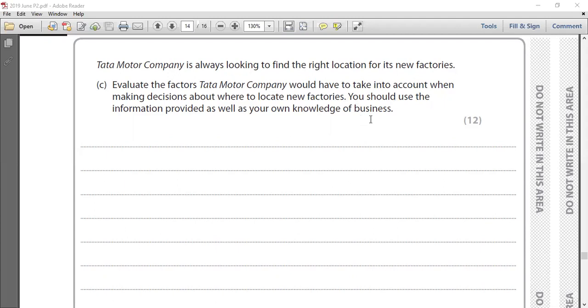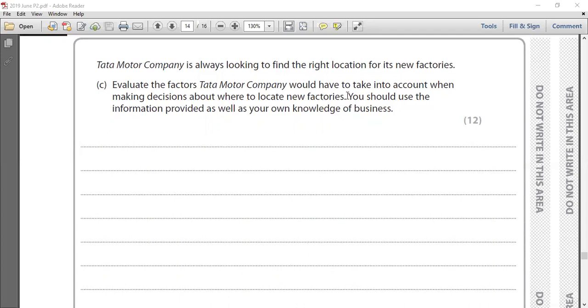So what's the main thing they're asking in the question? Evaluate the factors affecting the location factors, right? When you're selecting a location, this is a manufacturing company, obviously. So there are selling locations and manufacturing locations. They're asking what factors they have to take into account when they are making a new location decision for their factory. Factory, not a showroom, factory.